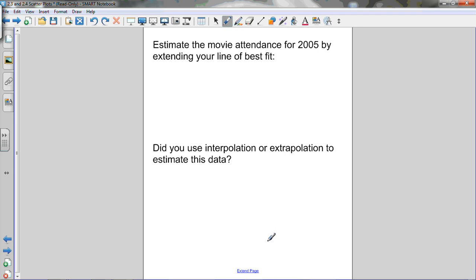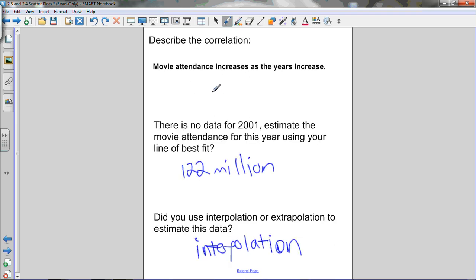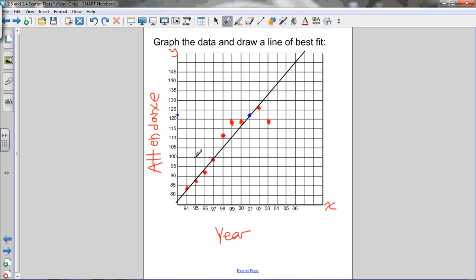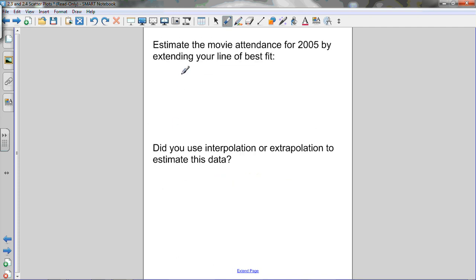Okay, next, estimate the movie attendance for 2005 by extending your line of best fit. So let's go to 2005. So here's 2005. Go up to your line of best fit, plot a point, and that would be your estimation. Look over to the attendance. It's about 145. So 145 million would be our estimation for that using our line of best fit.